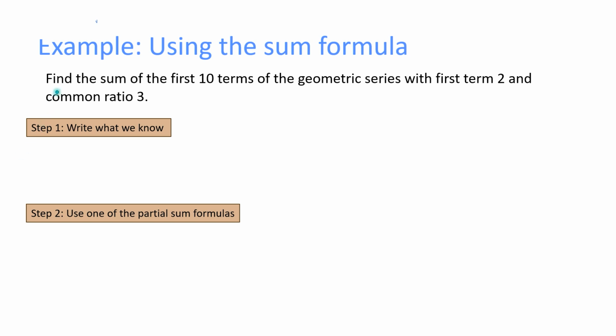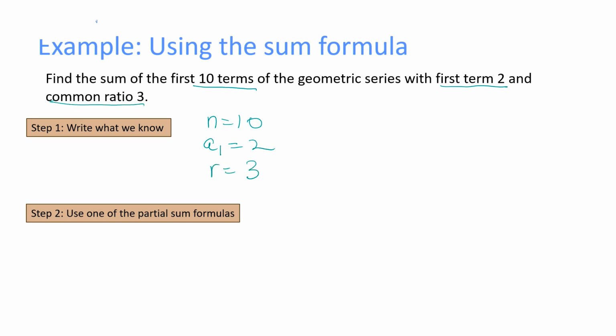Here we want to find the sum of the first 10 terms of the geometric series with the first term 2 and common ratio 3. We will solve this example in two steps. The first step is to write what we know. So here we are given 10 terms, so n is 10. First term is 2, so a1 is 2. Common ratio 3, so r is 3.